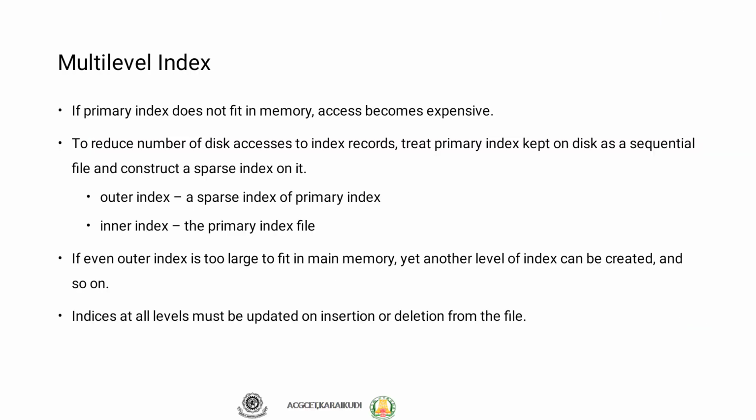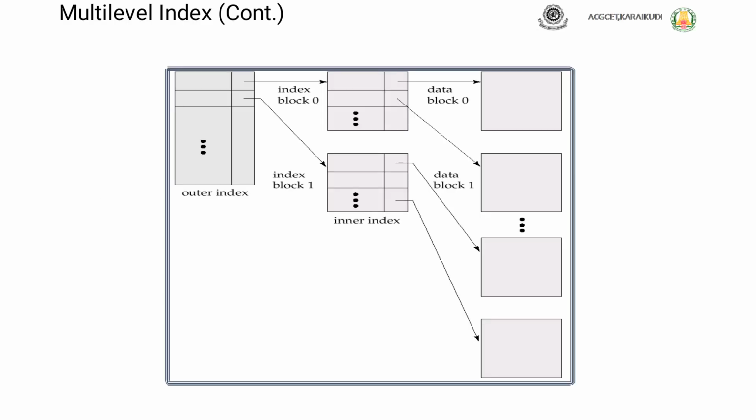Next topic is multi-level indices. Indices with two or more levels are called multi-level indices. The problem with a sparse index is that the index itself may become too large for efficient processing.